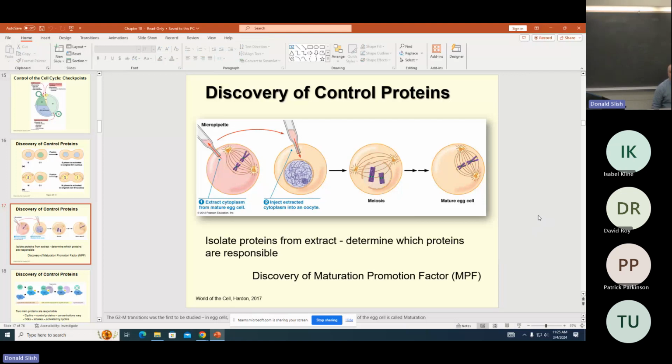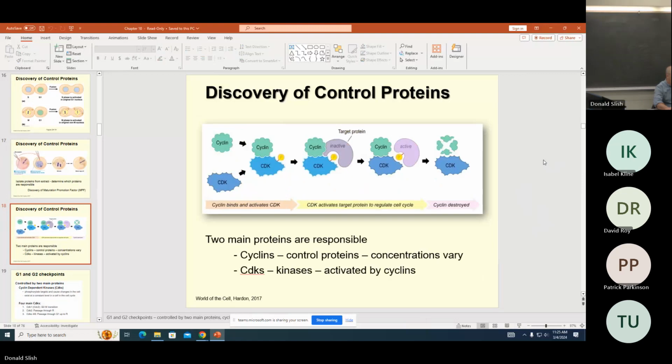And so it's just kind of a generic name to say, this is what makes the cell activate and go into maturation. So what do you do? You then take that cytoplasm, run it out on SDS page, you find out what proteins are there, you isolate the proteins, you see which proteins are going to cause the cell to go into meiosis. And they find that there are two proteins that are necessary. A lot of other things going on as well, but two specific proteins are going to be necessary.